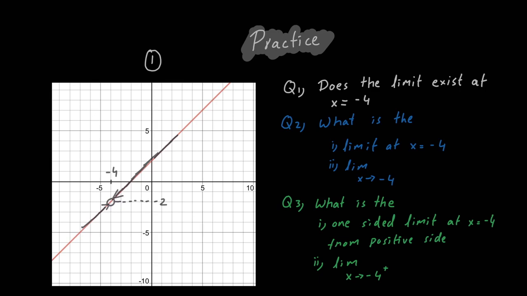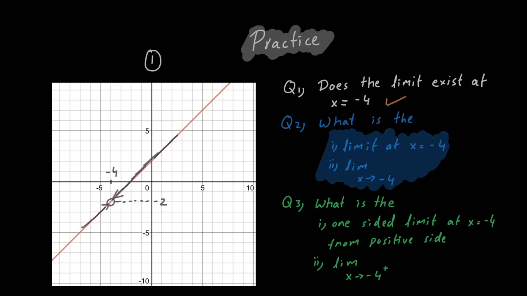As the left side is equal to the right side and it is reaching a finite value, it means that the limit does exist. For question 2, the same question can be asked this way: What is the limit at x is equal to 4, or what is the limit as x approaches minus 4? Both of these mean the same thing, and you can expect to see this connotation more in your exam. Anyway, we have already solved for it and we know that it is minus 2.